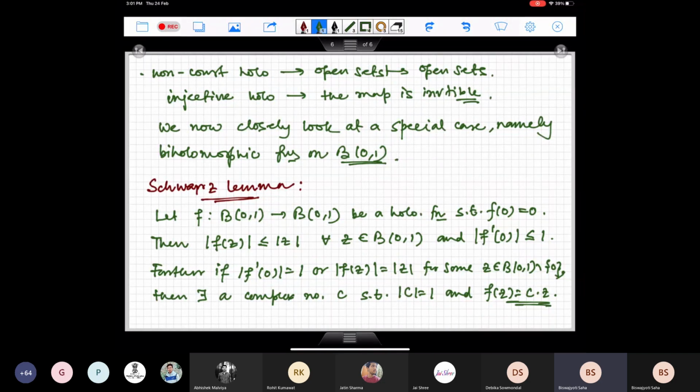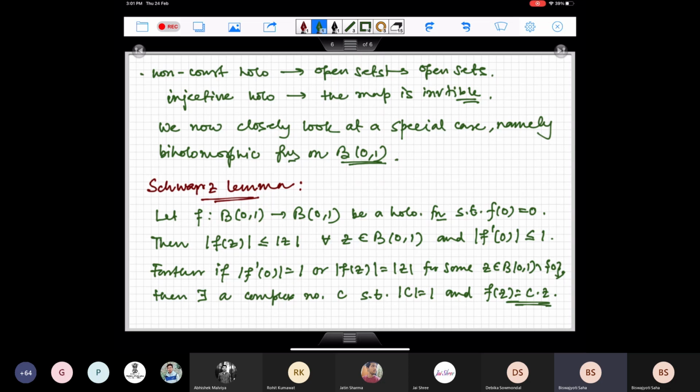Of course you can think of f of z equal to z square. But for that function, first of all, the derivative at 0 will not have absolute value equal to 1, neither will mod of f of z be equal to mod z. That will also not be true. So clearly functions like z square or z cube will not qualify.